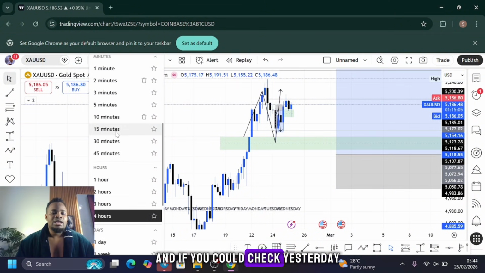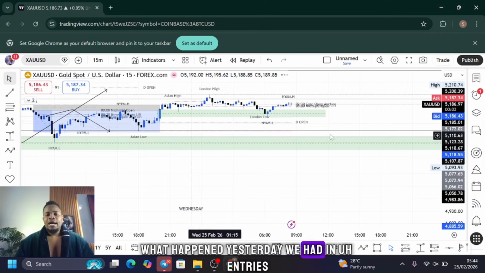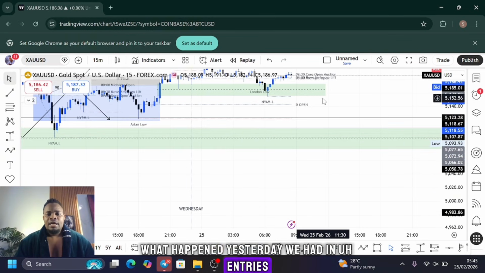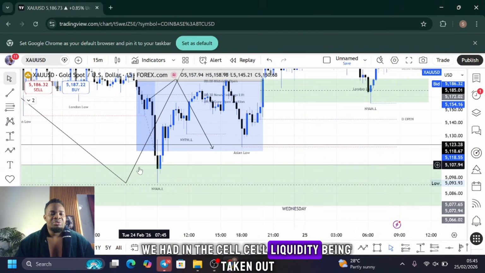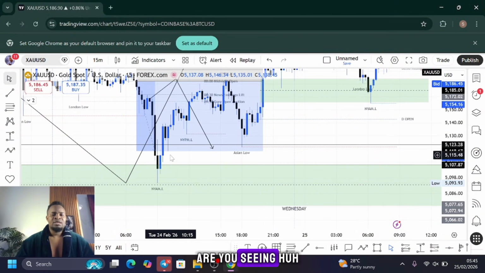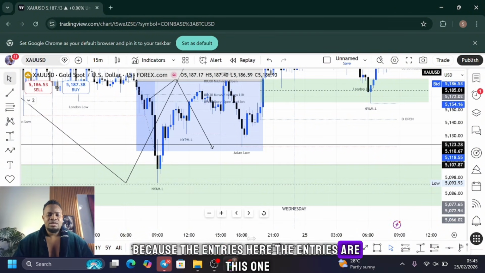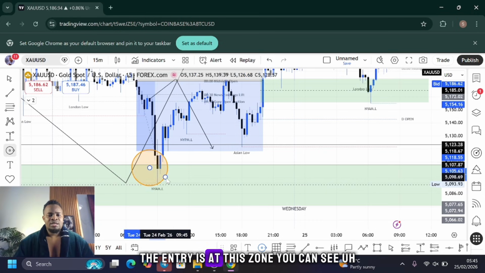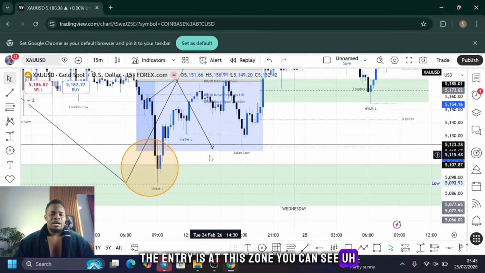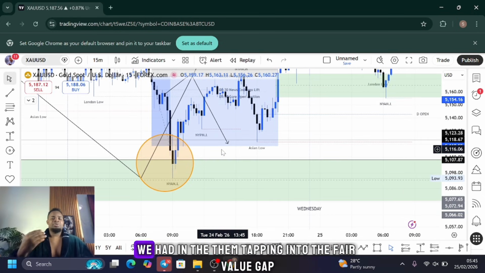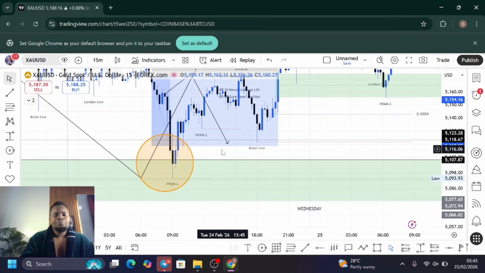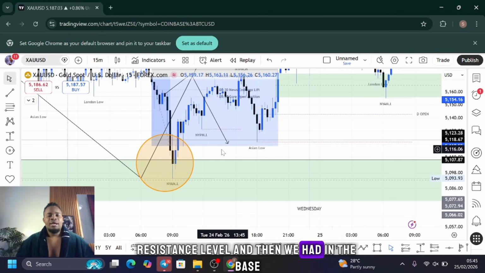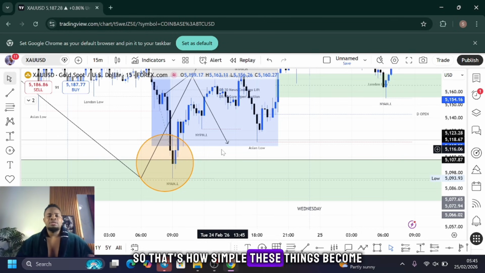And if you could check yesterday, what happened yesterday, we had entries, we had candle rejections, we had the sell liquidity being taken out. Because the entry is at this zone, the entry is at this zone. You can see the sell side liquidity was taken out. We had them tapping into the fair value gap. We had them tapping into the resistance level, and then we had the buy. So that's how simple these things become.